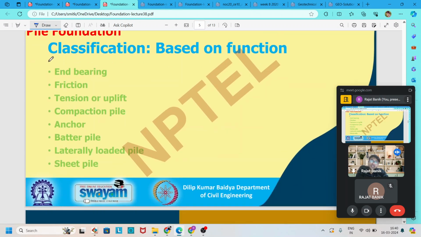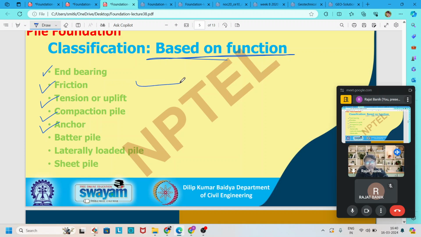Now, classification of pile foundation based on the function. So they are classified based on the function as end bearing pile, friction pile, tension or uplift pile, composite pile, compaction pile, anchor pile, batter pile, laterally loaded pile, and sheet pile.